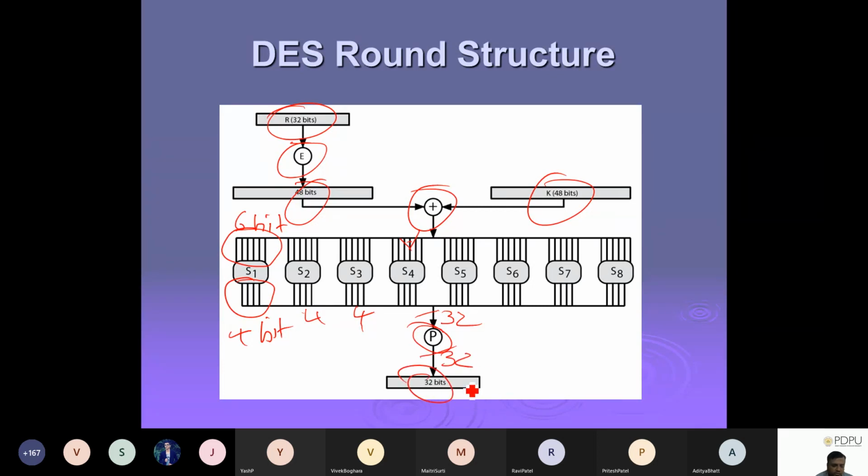This one will be which part, left or right, of the next round? This 32 bits, let's say the output of this round, will it be the right part or the left part?